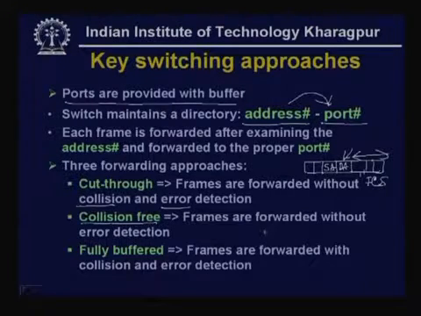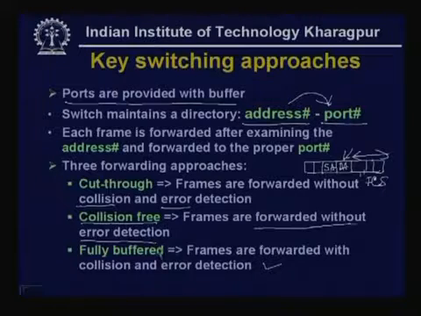But in this case the frames are forwarded without error detection, because you are not waiting till the end of the frame. However, when you receive the entire frame, buffer it, detect errors, and only if you find that it is error free do you forward it, then it is called fully buffered. So, you see, there are three basic approaches: cut through, collision free and fully buffered.